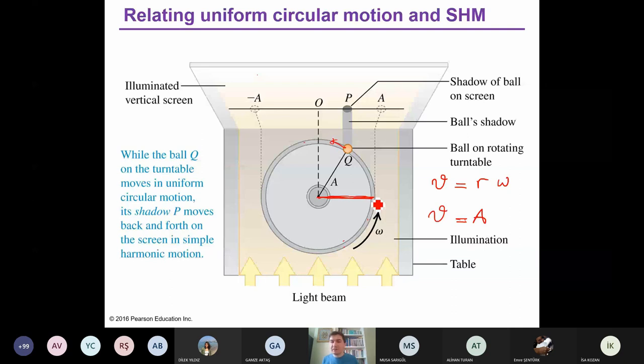Then you can write velocity of the ball with this expression. Speed of the ball, linear speed of the ball, is given with the amplitude times angular speed, or radius times angular speed, okay? Just keep this information in your mind because here we have uniform circular motion. In addition to that, this ball has certain acceleration. This is given with a radial, okay? It is given with v squared over r.